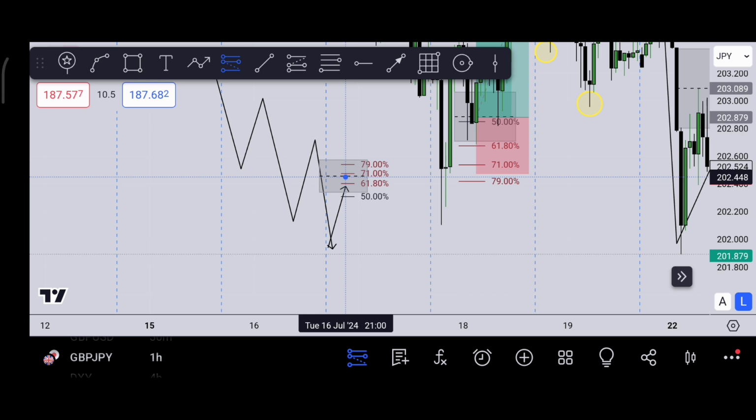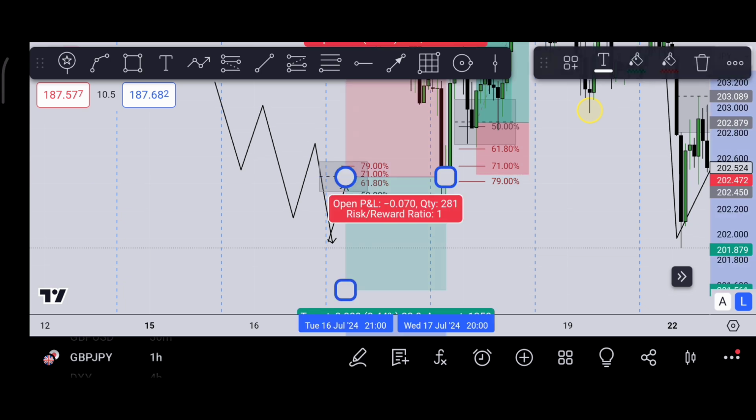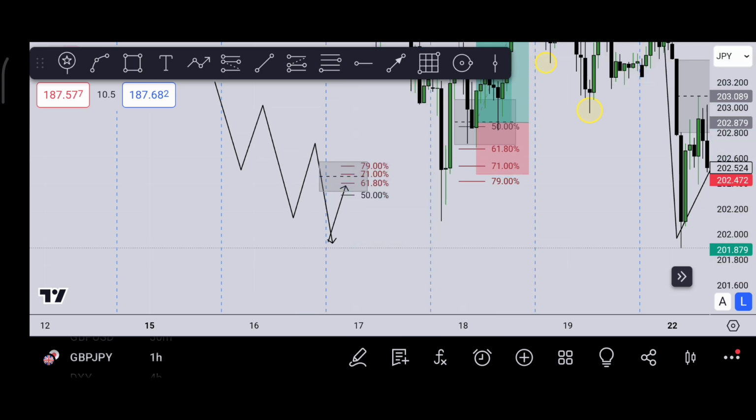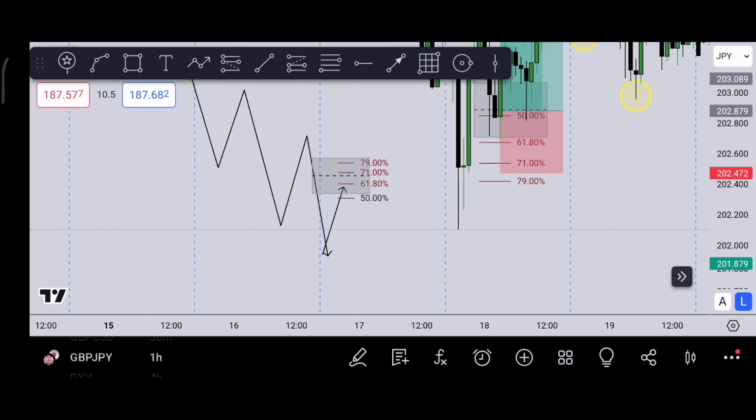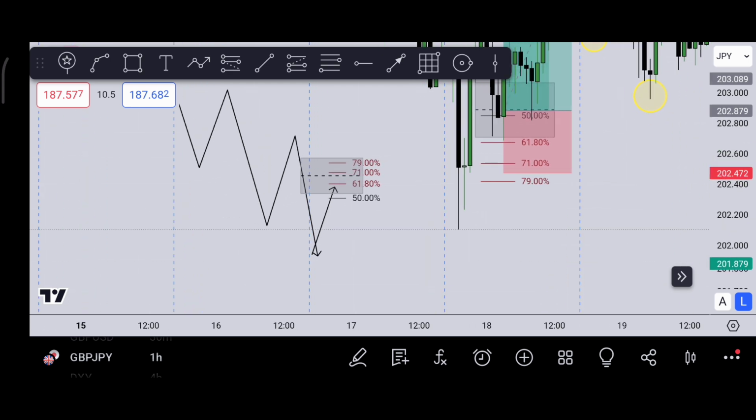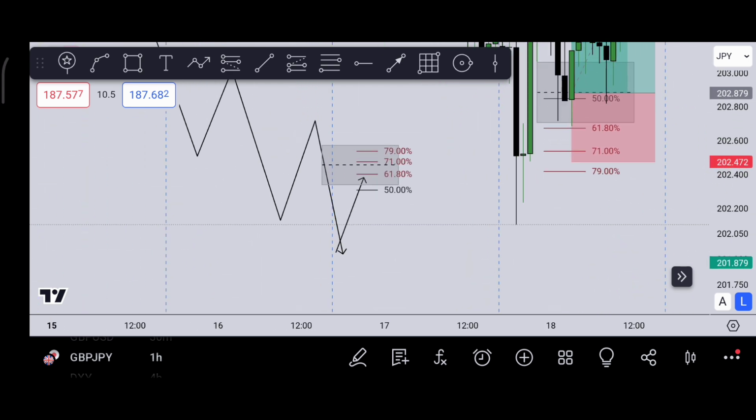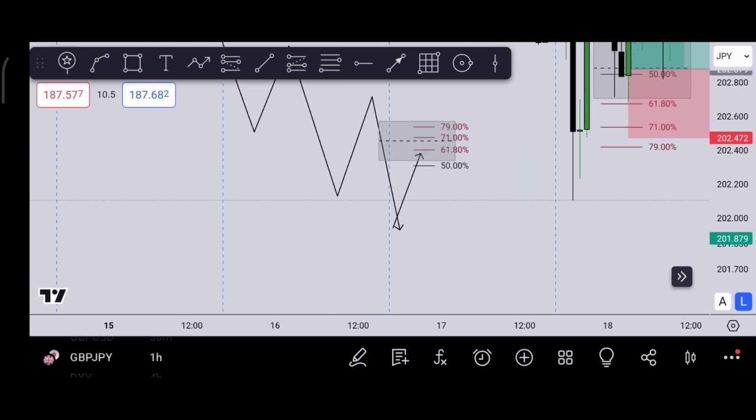You can be aiming for the low which price retraced from, or you can aim for your fixed profit, which is 1:2 or 1:3, or whatever you're aiming for. But just be realistic with your aim. Okay, don't be too greedy with it.